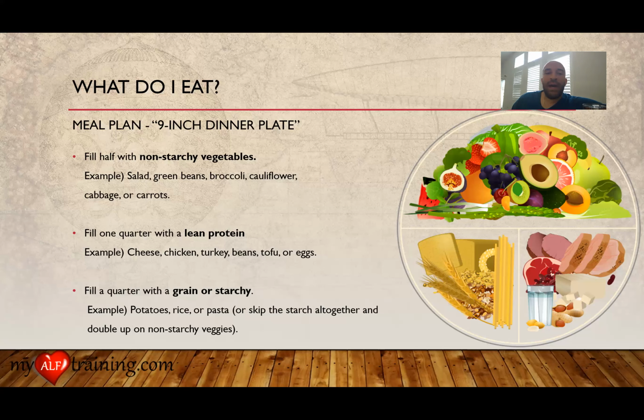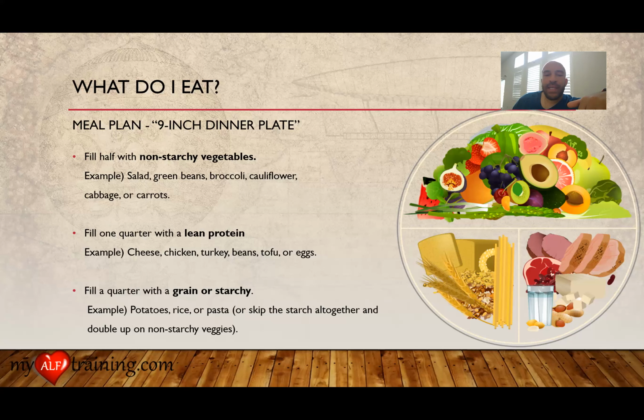So we have half of the plate with non-starchy vegetables, 1/4 of the plate with lean protein. That would be cheese, chicken, turkey, beans, tofu, or eggs, things like that. And we want to fill 1/4 with a grain or starch. So we have half, 1/4, and there's 1/4 of the plate left. And that's where we're going to put our potatoes, our rice, our pasta, or our bread, things like that.